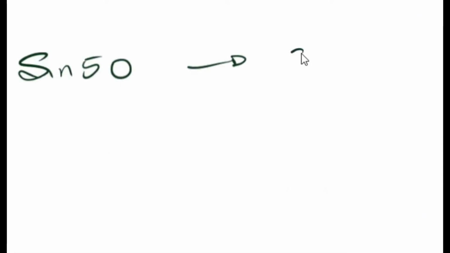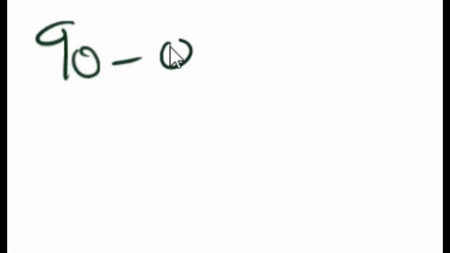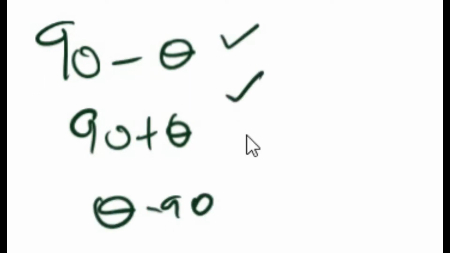So if I want to change something like sine 50 and I want to make this into cos something, what we need to understand from what we learned up there is that we need to rewrite 50 in terms of, and these are our choices, 90 minus theta, 90 plus theta, or theta minus 90. If we can write it in any of these, we can automatically change it to cos.